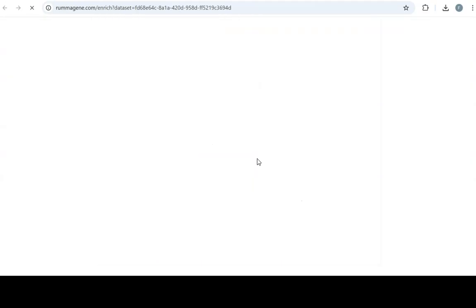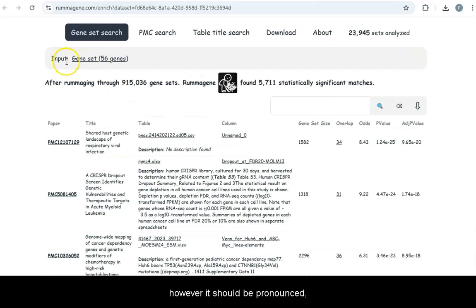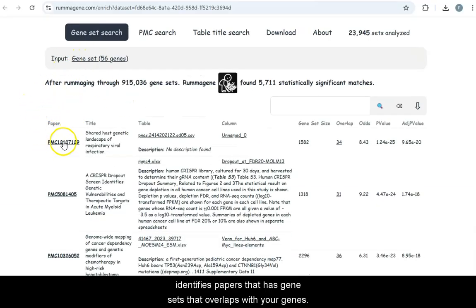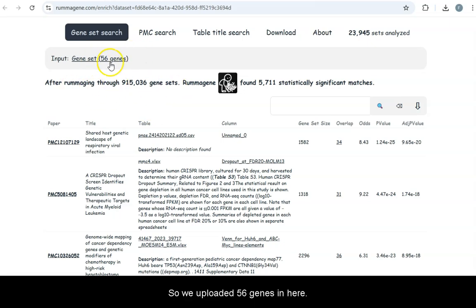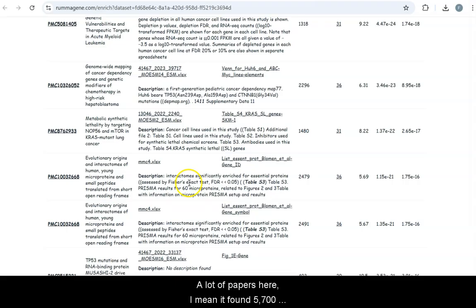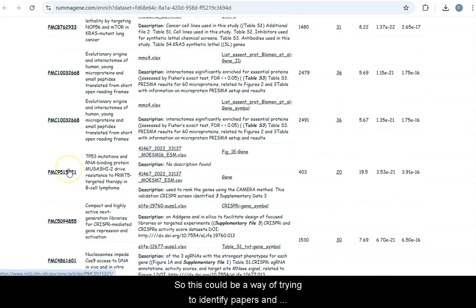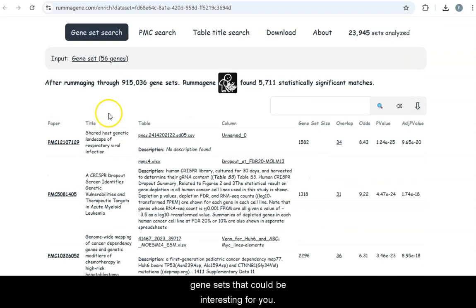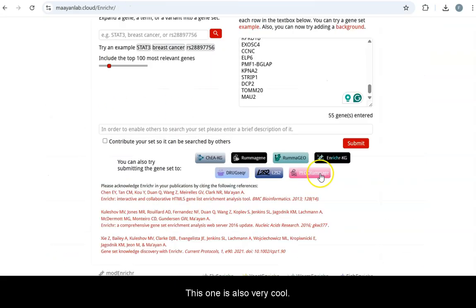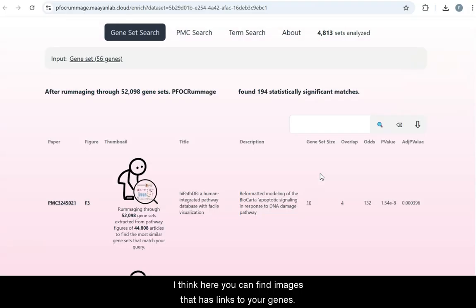Rummagene here, however it should be explained, identifies papers that have gene sets that overlap to some extent. So we inputted 56 genes, and here 34 of those were found in this paper. A lot of papers here. I mean, they found 5,700 papers. So this could be a way of trying to identify papers and gene sets that could be interesting for you.